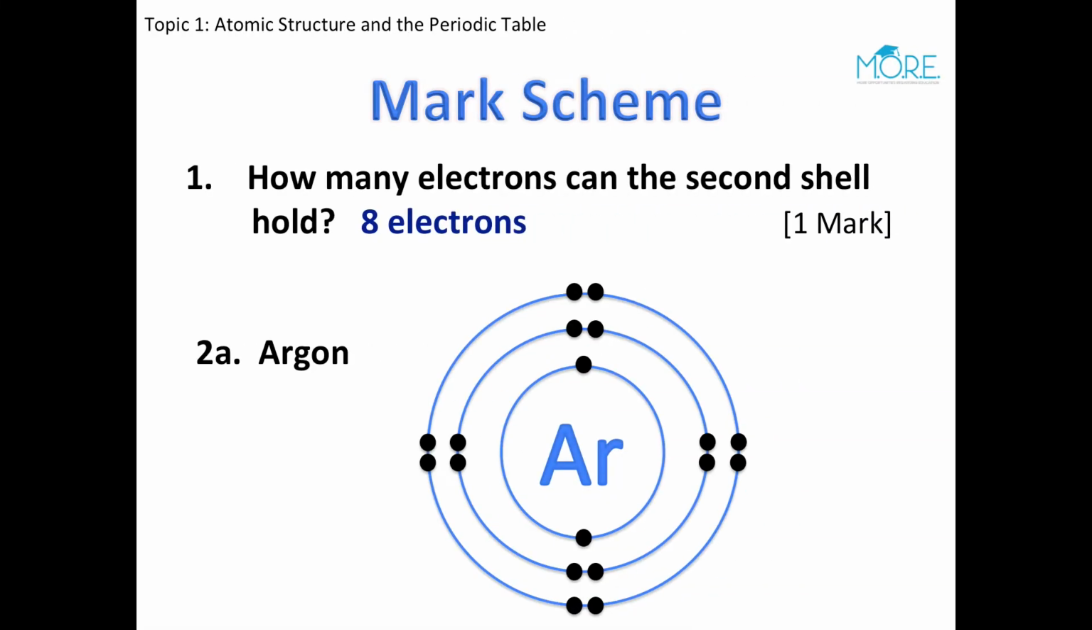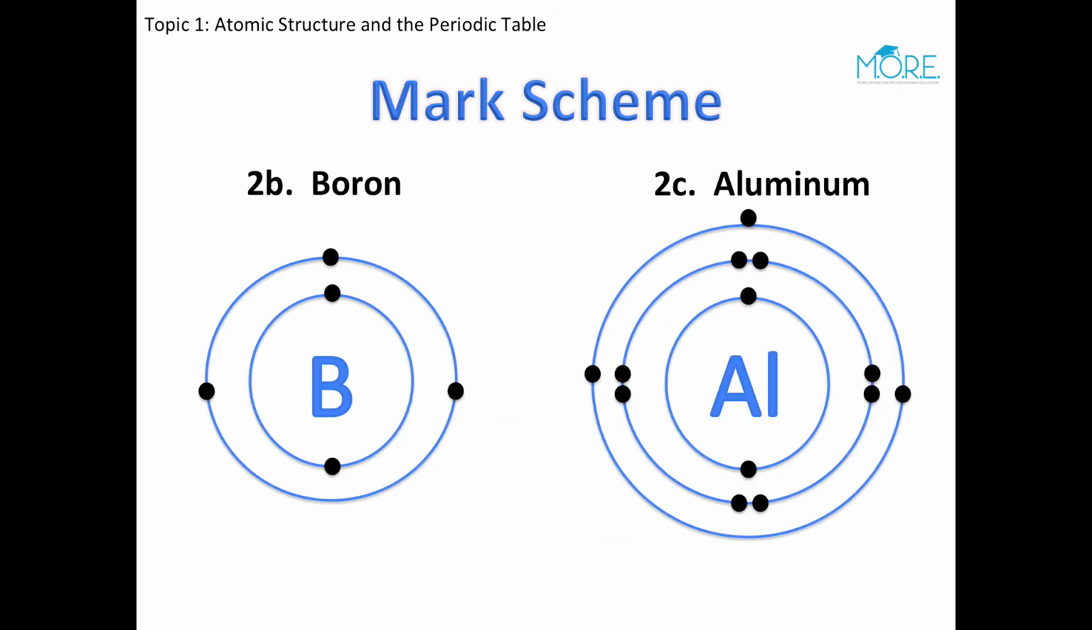So for the first question, 8 electrons can be held in the second shell. Then we've got argon. Argon has got 18 electrons in total. So you would fill in from the first shell and its electron configuration will be 2, 8, 8. And we have boron, which has got 5 electrons. And then aluminium, which has got 13 electrons.